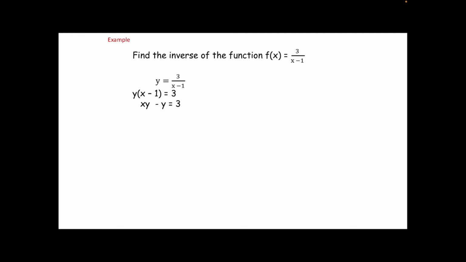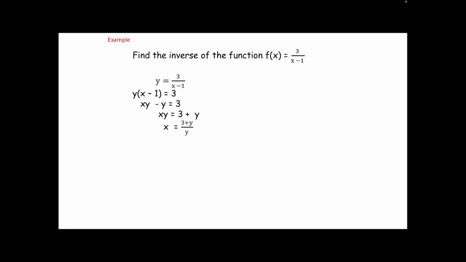Okay, so we want the x on its own, so to move the values across the equal sign, we do the opposite. This becomes xy equals 3 plus y. We want the x on its own now, so we divide both sides by y. This gives us x equals (3 plus y) over y.